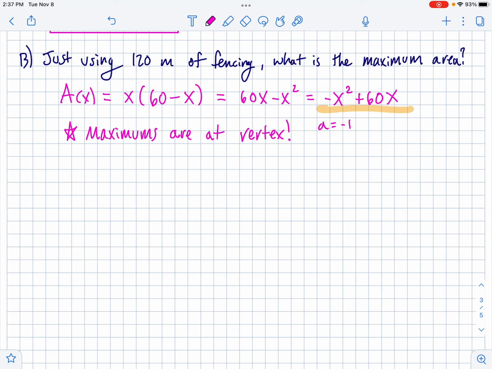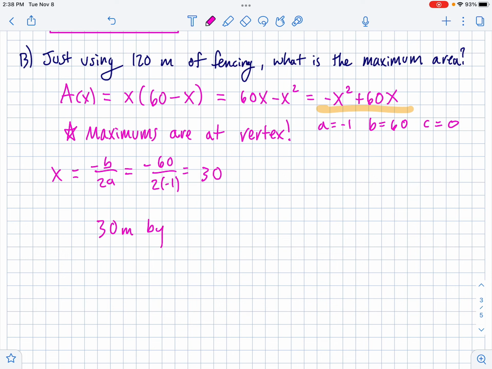So to find the vertex of this general form, we're going to say A is equal to negative 1, B is equal to 60, and C is equal to 0. Then I'm going to use the x equals negative b over 2a trick. So it's negative 60 over 2 times negative 1, which is 30.